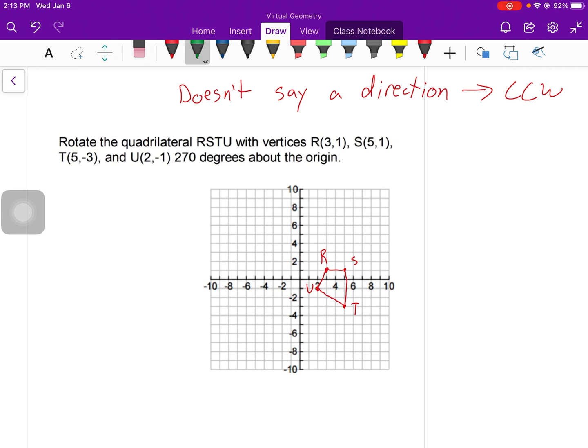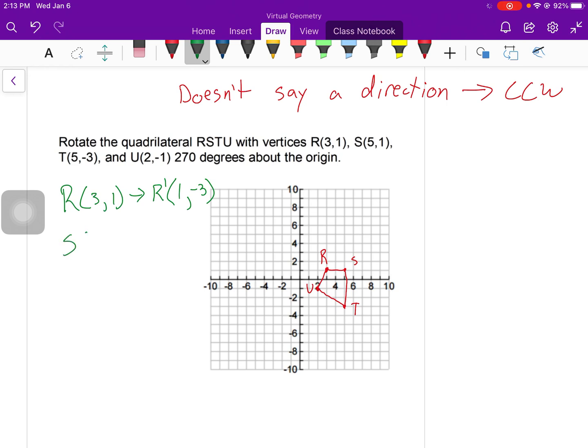So I'm going to use green for my image. I'm going to take R, which was 3,1. That's going to R prime. Because of our rule, that means we're going to put the Y value as our X value, and the X value, change the sign, make that our new Y value.